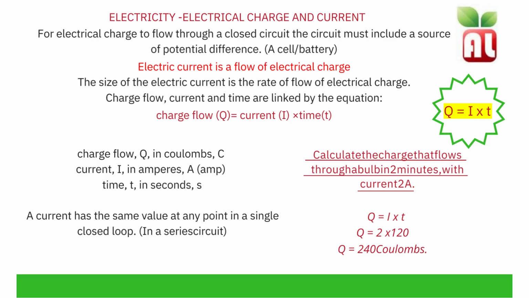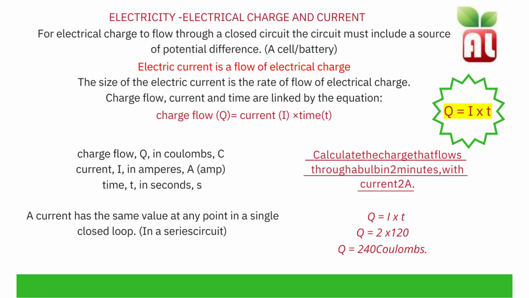Charge flow, given by the symbol Q and measured in coulombs, capital C, is equal to the current, given by the symbol I, measured in amps, multiplied by the time, symbol T, in seconds. A current has the same value at any point in a single loop, or series circuit.